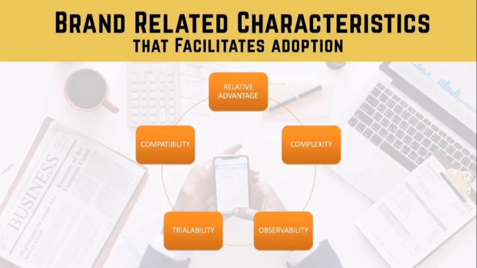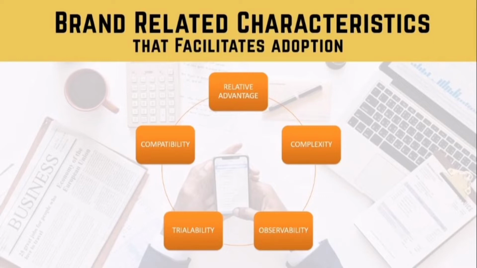Next, brand-related characteristics that facilitate adoption. There are 5 characteristics. First, relative advantage represents the degree to which consumers perceive a new brand as being better than the existing ones in terms of benefits and attributes. Second, complexity. It refers to the level of difficulty. The more difficult an innovation is to understand or use, the slower the rate of adoption.